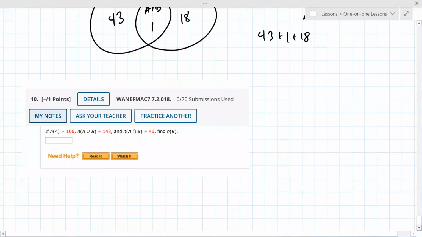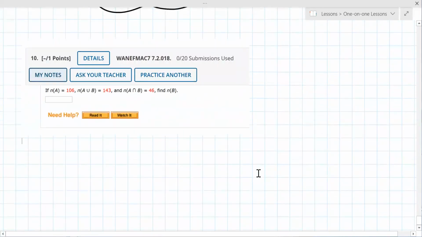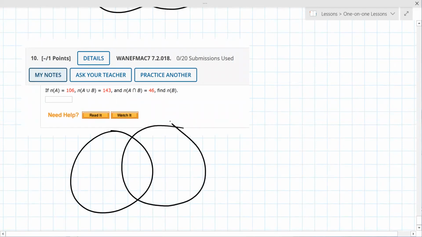All right, so we got number 10 here, another Venn diagram question. This one's a little bit more difficult because it's kind of working backwards. They do tell you that the intersection of the two is 46, and they tell you that A is 106. So this over here has to add up to 106. That makes that 60. 60 plus 46 gives you the 106 there.